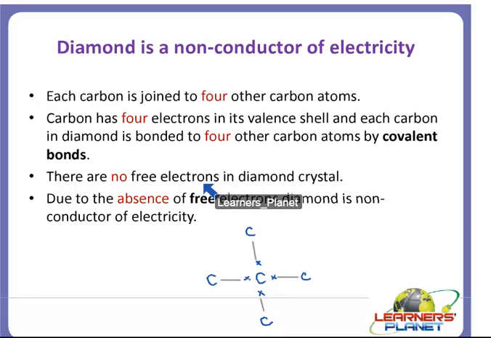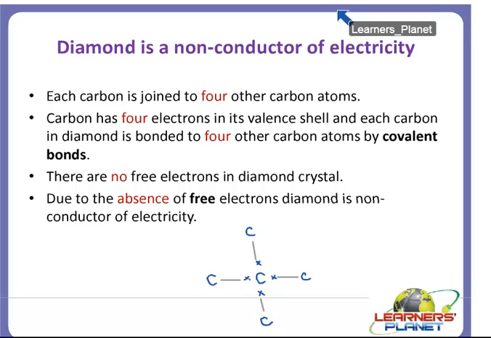There are no free electrons in the diamond crystal. All the valence electrons are occupied. So what is left here is there are no free electrons in the diamond crystal. So due to the absence of free electrons, diamond is a non-conductor of electricity. As there are no free electrons, diamond doesn't conduct electricity. It scatters light. It has a very high melting point, right? But it is a non-conductor of electricity.